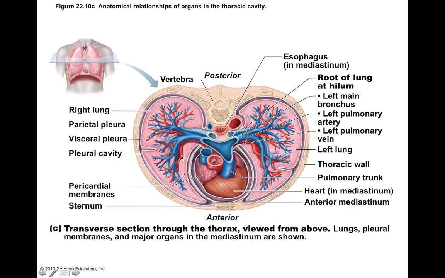Okay. Now, if you want to define artery versus vein, technically an artery is a vessel that carries blood away from the heart. And technically a vein is a vessel that carries blood back to the heart, okay? So if your heart is pumping blood to the lungs, away from the heart, is it an artery or a vein? What's the definition of an artery? A vessel that carries blood away from the heart. So is it an artery or a vein? It's an artery. Good.